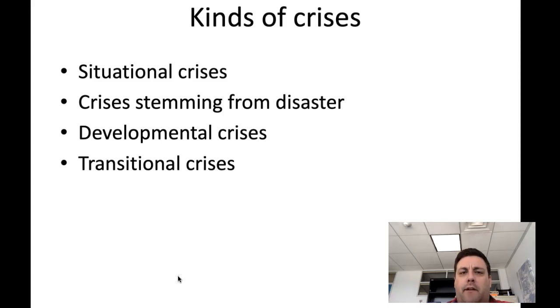And for Caplan, the kinds of crises really depended on sort of an individual's life circumstances as well. So people would experience different kinds of crises based on their socioeconomic status, their work, their ambitions, and things like that.